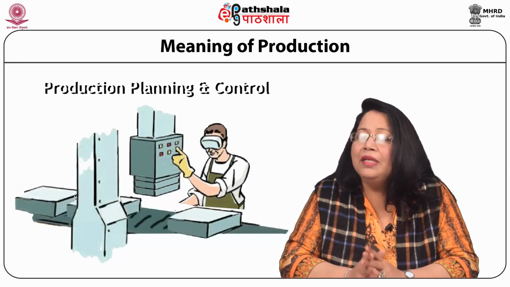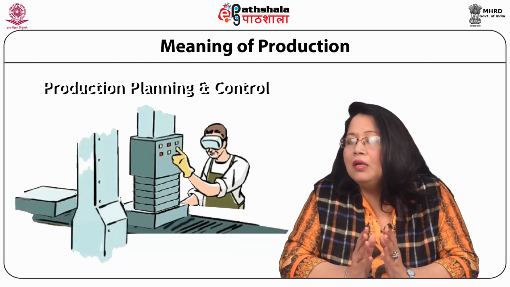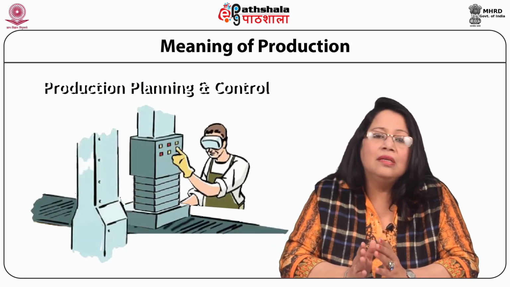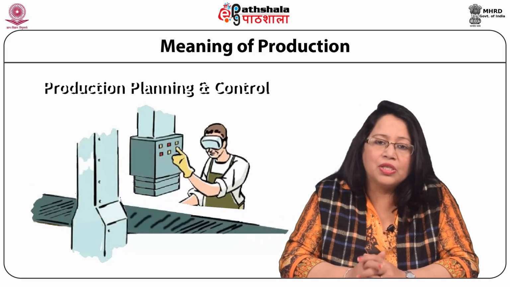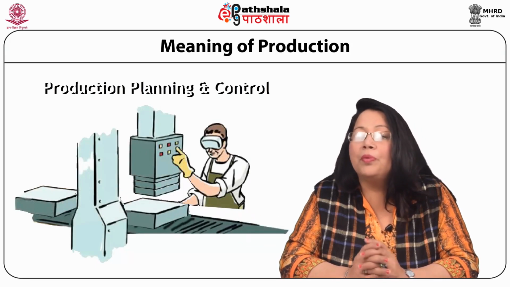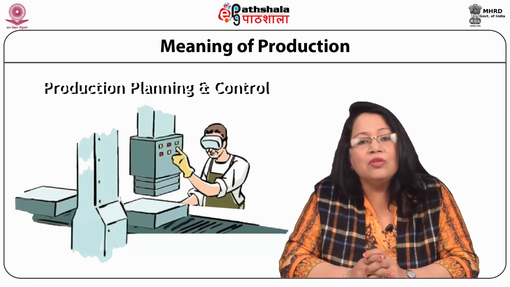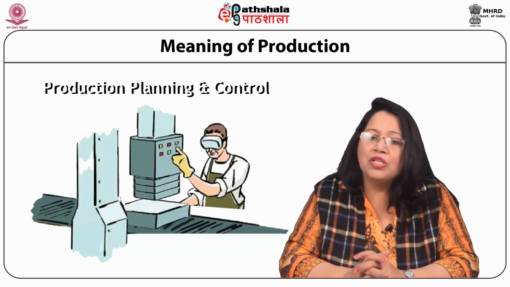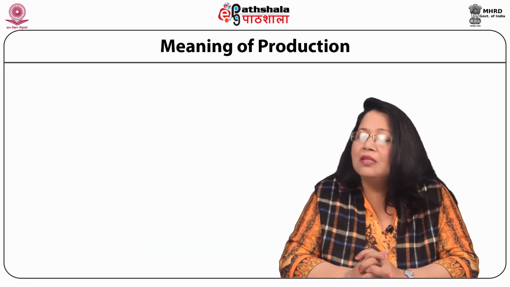Having ascertained the level of demand in the market, the firm begins the process of production. In this chapter, we shall study about the production process, factors of production, production function, and law of production in the short run and long run.